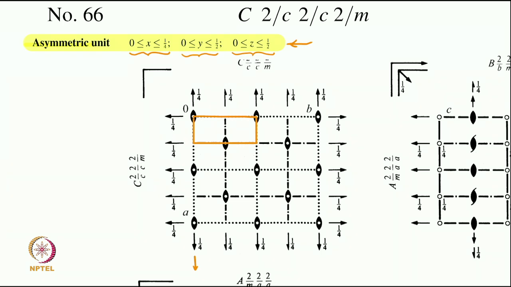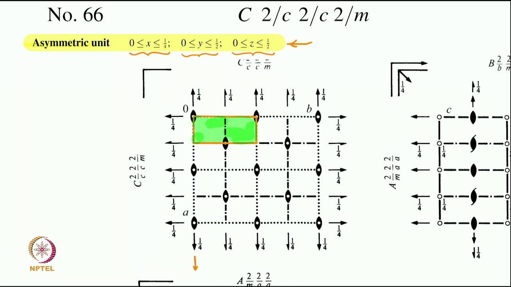So, let me try to highlight this. Yeah. So, between these golden borders, filled with this green color, is my asymmetric unit. You can see that the unit cell is very large. The unit cell is that entire rectangular box which is drawn. So, that is the unit cell, but the asymmetric unit is much smaller than the unit cell.